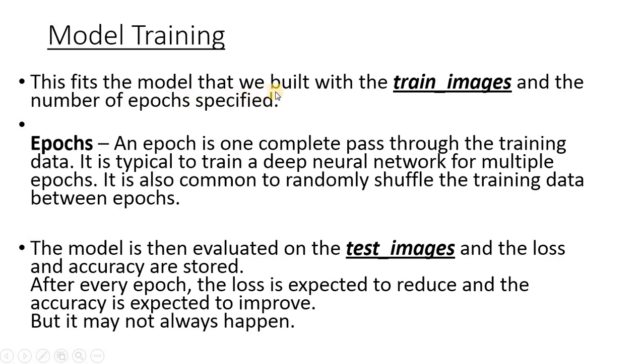So the training model is like this: it fits the model that we built with the train images and the number of epochs specified. What is an epoch? An epoch is one complete pass through the training data. It is typical to train the deep neural network for multiple epochs. It is also common to randomly shuffle the training data between epochs. The model is then evaluated on the test images, and the loss and the accuracy are stored. After every epoch, loss is expected to reduce and accuracy is expected to improve, but it may not always happen.